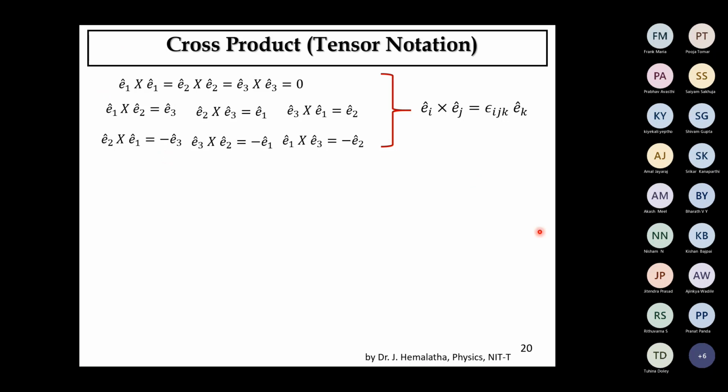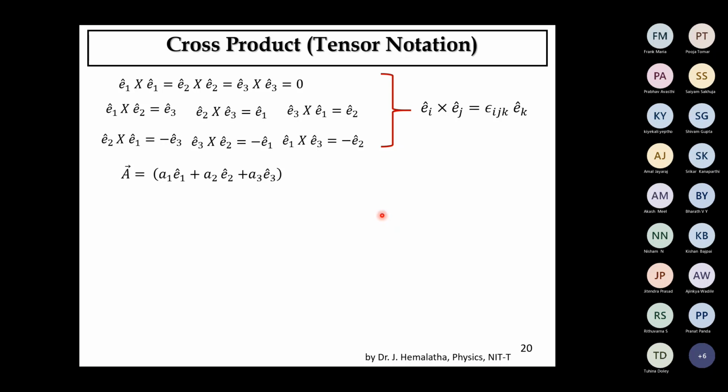So I write like this. I introduce the alternate tensor into Ek: Ei cross Ej will be epsilon ijk Ek. So just to substitute some values, Ei is 1, for example, j you take 2. So 1 and 2, and you get E3, but it is a cyclic order, so it will be plus, right? So this is the exact place where you can find use of the alternate tensor.